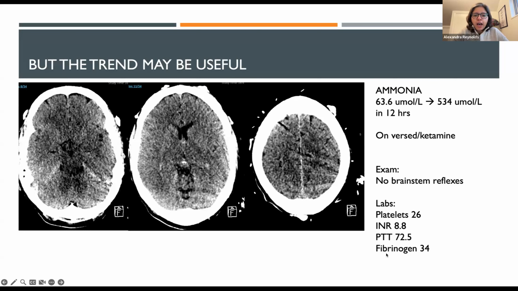And so with these labs, we did not think that it was going to be safe to even ask for an invasive ICP monitor. And you can see that there is clear cerebral edema on his CAT scan with poor gray-white differentiation. And had I shown you a pre-CT, you'd have seen that this chronic liver failure patient actually had quite a bit of atrophy to begin with.